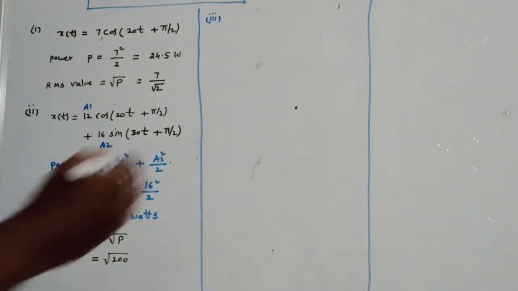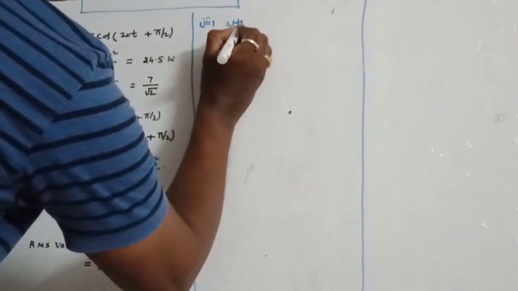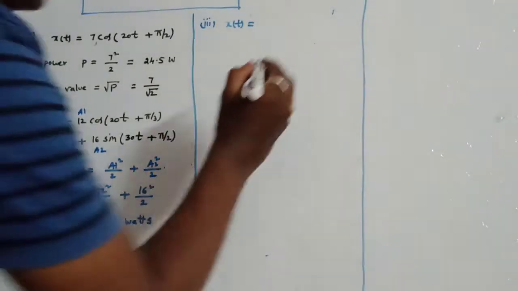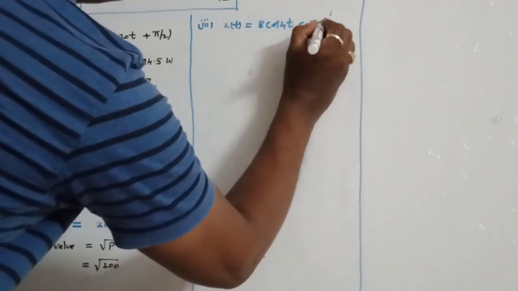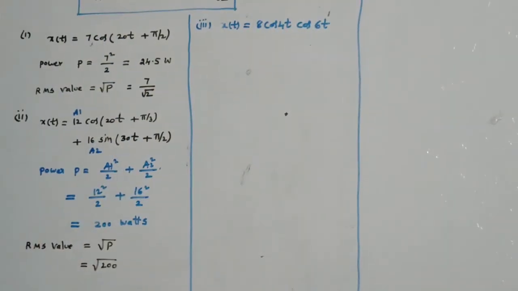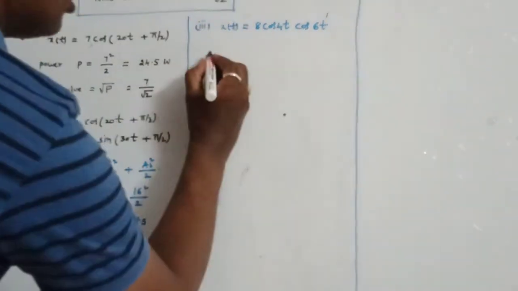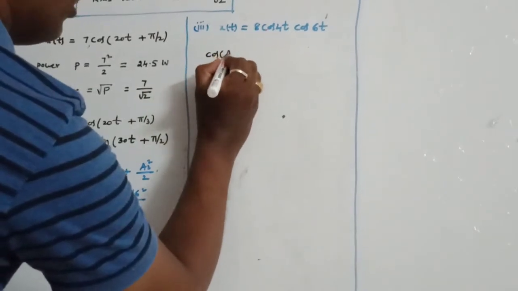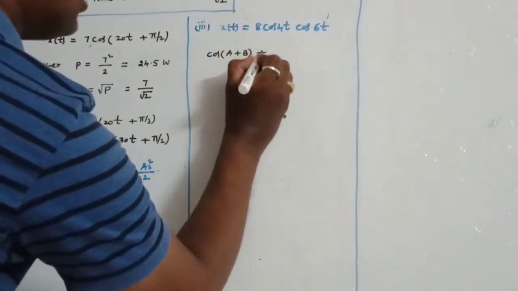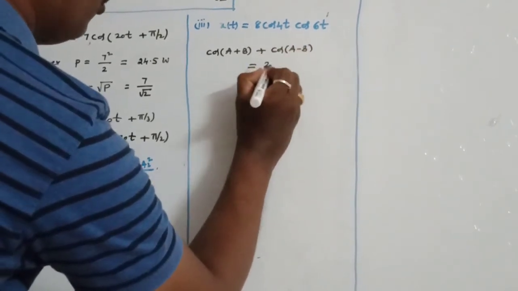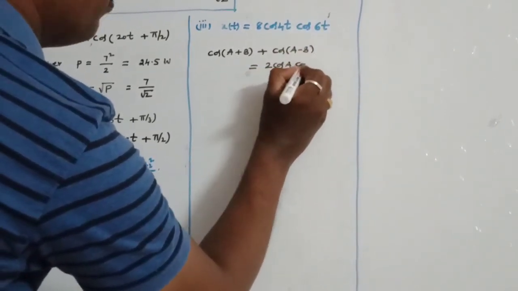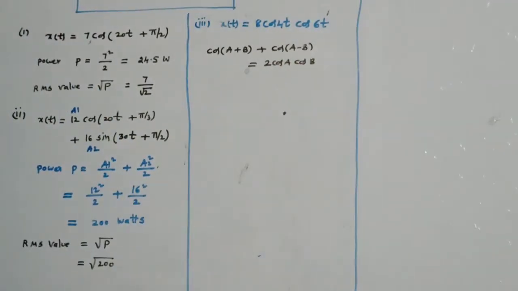So let us see the third problem on this model. x of t is equal to 8 cos 40t into cos 60t. Here multiplication of two cos signals is given. So use the formula 2 cos a cos b equals cos of a plus b plus cos of a minus b. You know the formula, so use this formula for this.